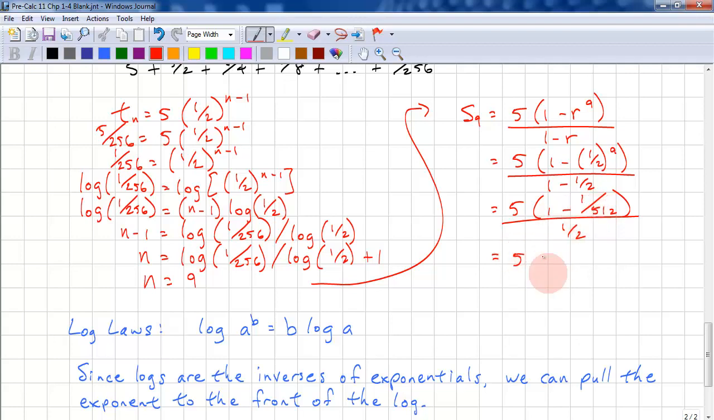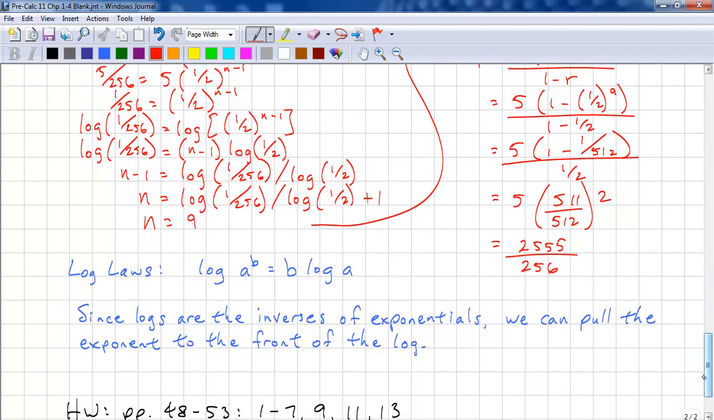And 1 minus 1 over 512, that is 511 over 512. And dividing by 1/2 is the same as multiplying by 2, so let's bring that up top. And we get 2555 over 256. And just in case you want to know the rules, the log law is log a to the power of b is the same as b times log a. And again, logs are the inverses of exponentials, and that's why we can pull the exponent out front. And that completes this lesson.